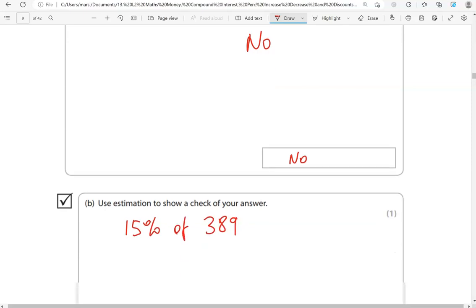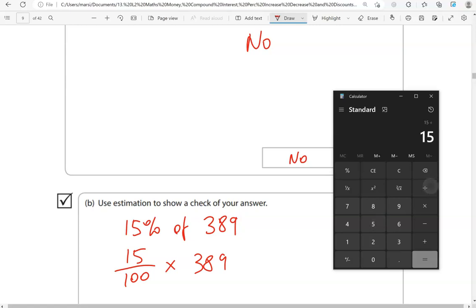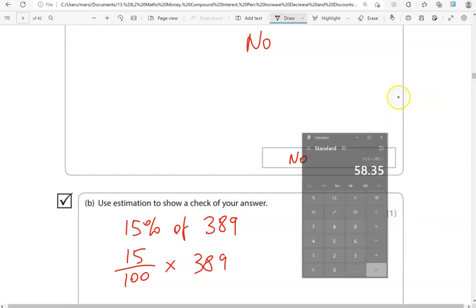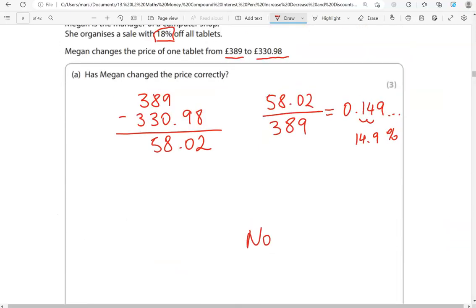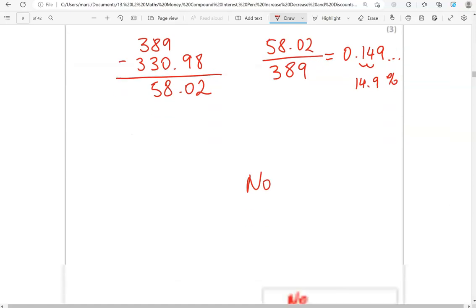389. So that is 15 out of 100 of 389. Using a calculator, 15 divided by 100, which is 0.15, times 389 gives us 58.35, which is very close to the 58.02. So that proves that this amount is about 15%, not 18%.